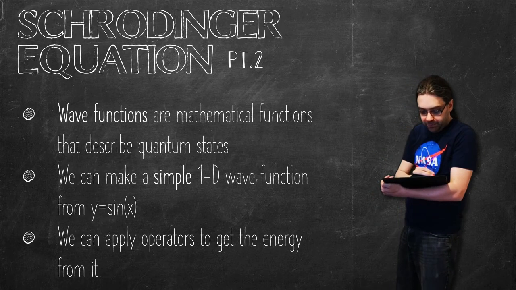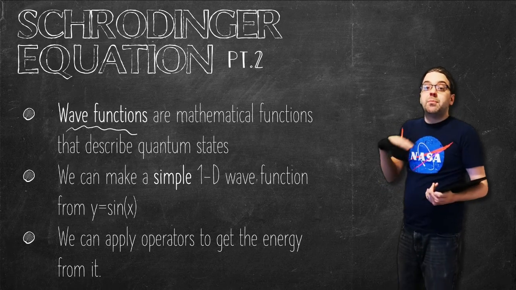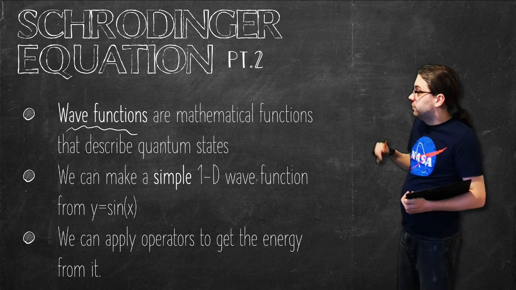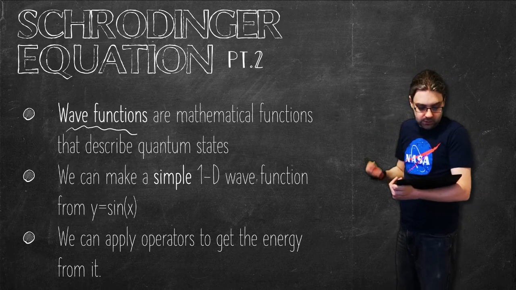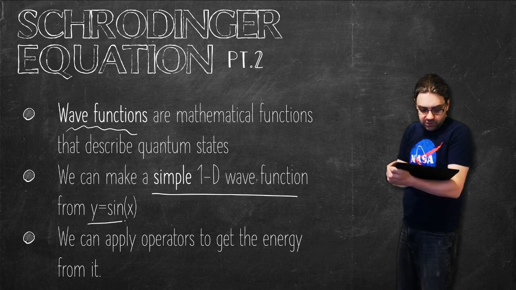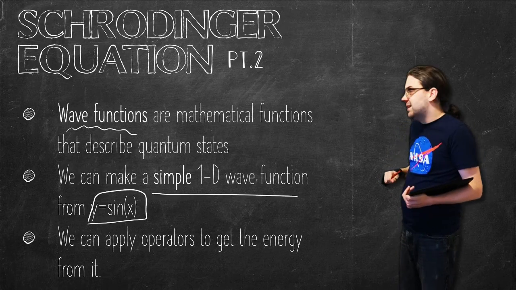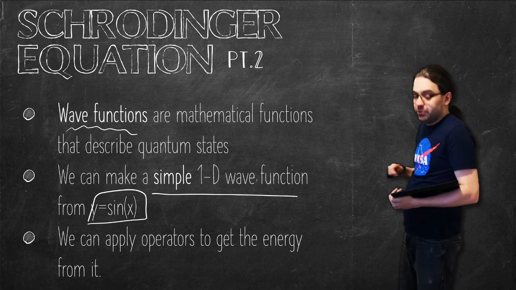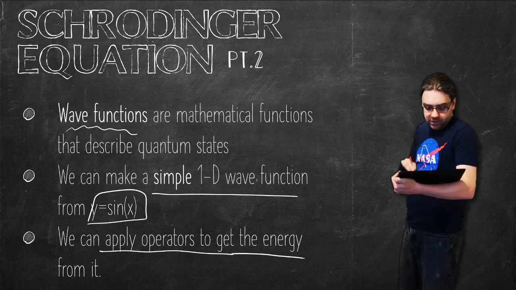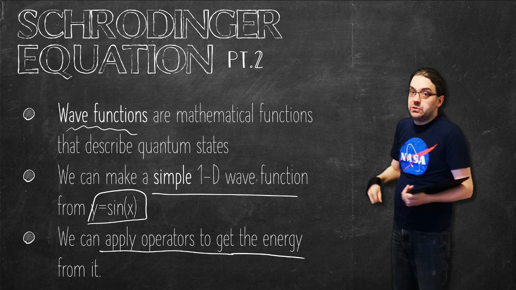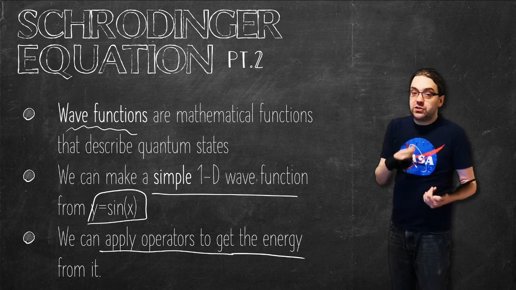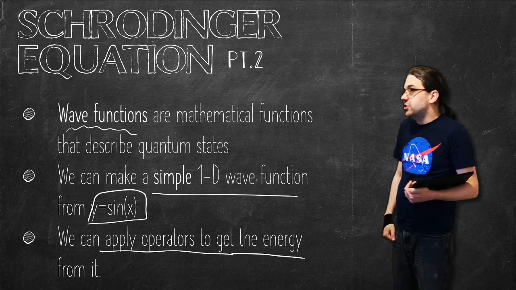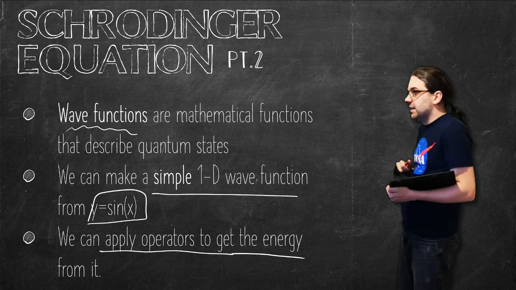So let's do the recap. So wave functions, these are mathematical functions, and we are describing quantum states with them. All of those squiggles and sine functions, those are individual quantum states. And we can make a simple wave function from sine x. We have to put a few more bits in to make it fit the box properly, but we can still have a quite simple function. And then when we apply the operator, we can get energy out of it. So all of those quantum states have an associated energy, and we can get them simply by throwing the kinetic energy operator at it and doing a little bit of maths.